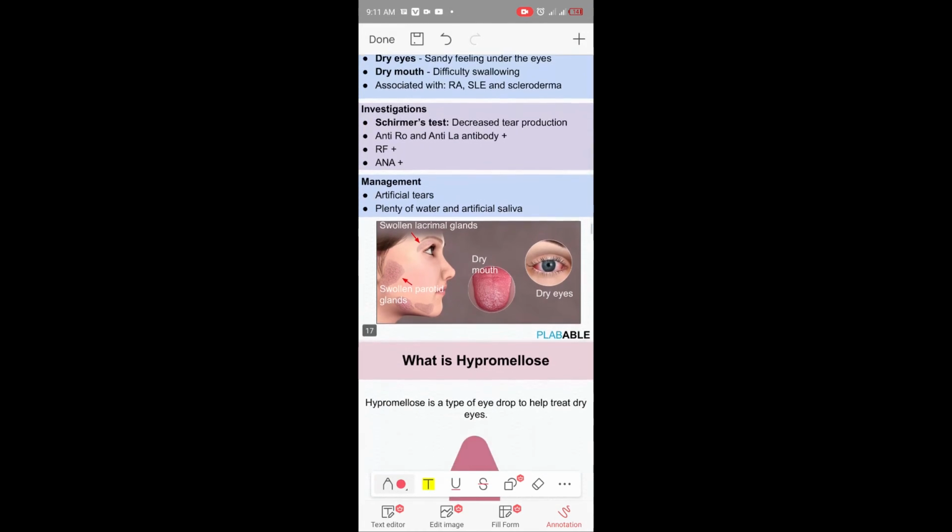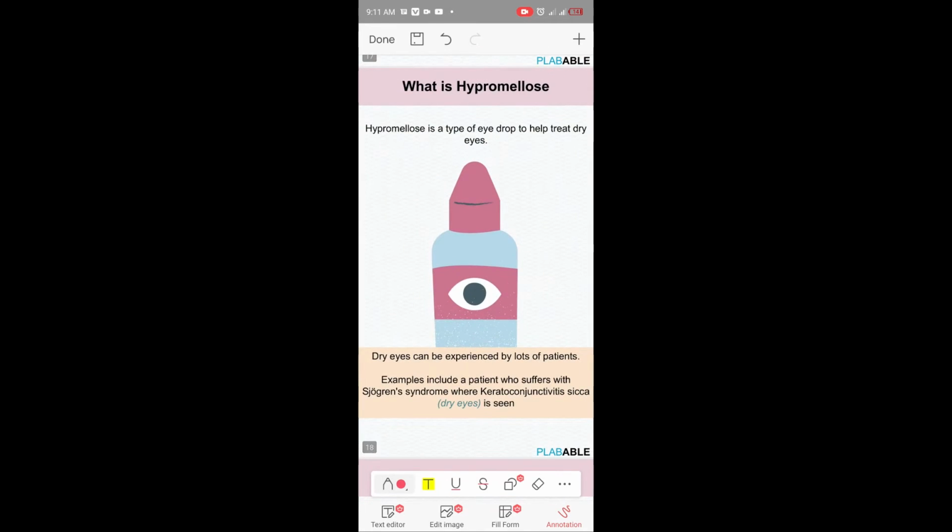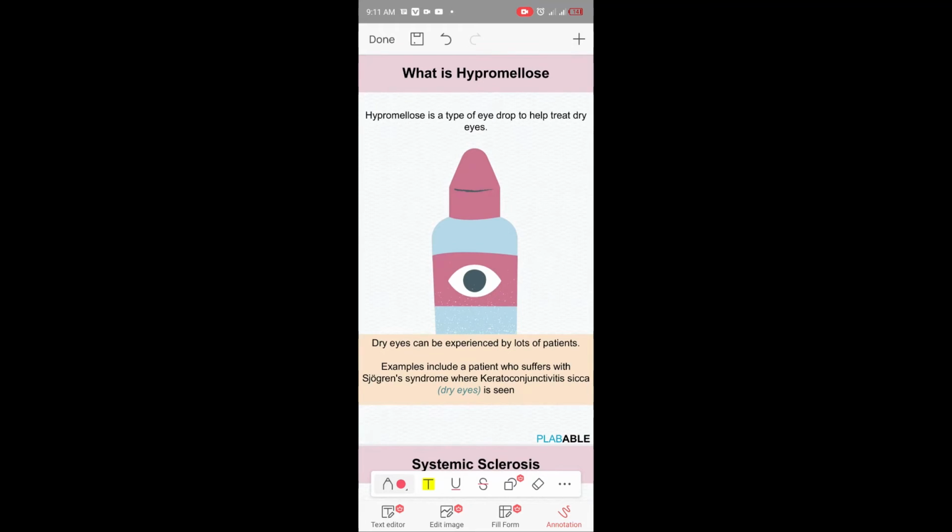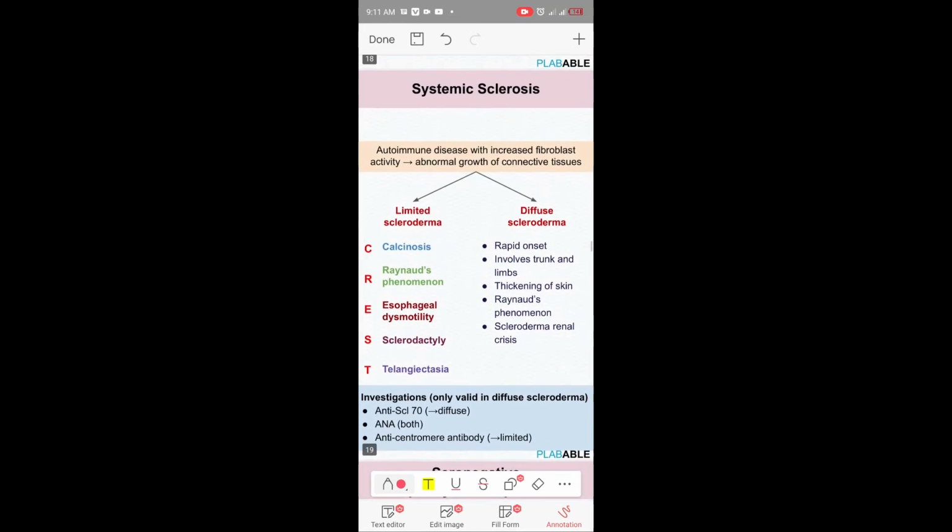Okay, so next is hypermelosis. That's a type of eye drop to help treat the dry eyes. Oh, well, that's not important.